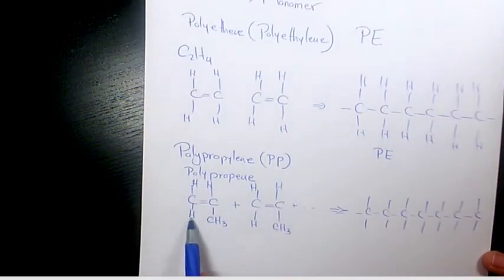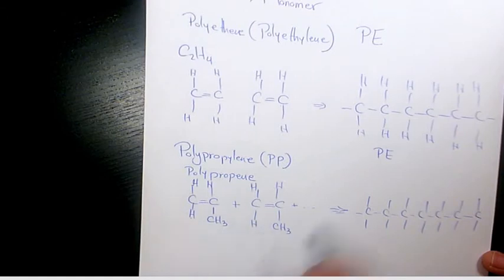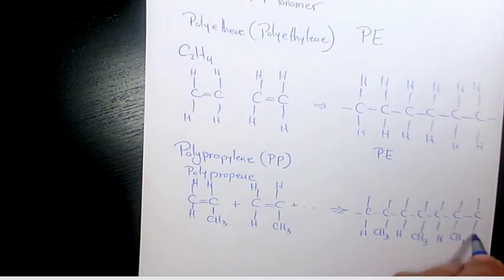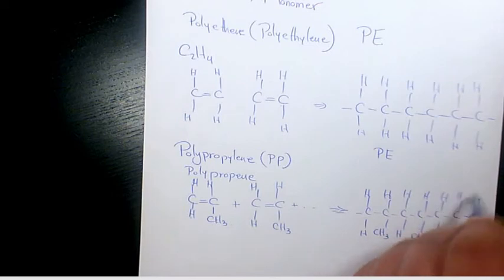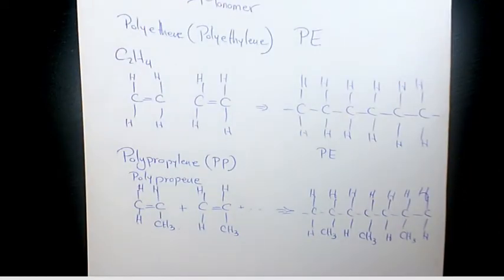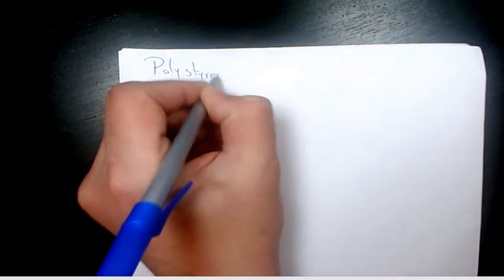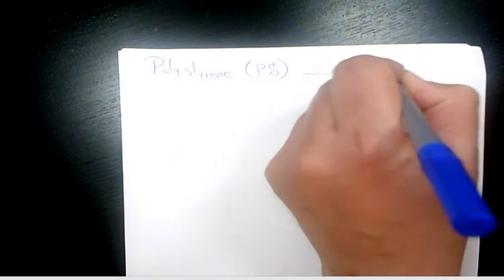and we have hydrogen, methyl, hydrogen, methyl. So alternating here, for every other bond we have hydrogen and methyl. On this side we have just hydrogen. So basically that's going to be the structure of polypropylene. Another example is going to be polystyrene, or PS, and it's coming from the monomer called styrene.